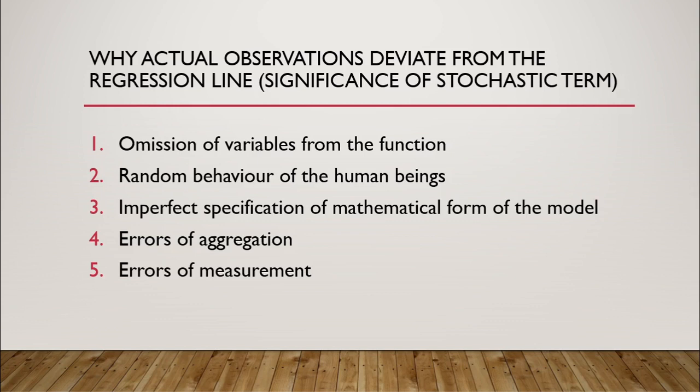Then we know that human behavior is unpredictable. So random behavior of human beings is another reason for the deviation of observations. And another reason is the imperfect specification of the mathematical form of the model. Sometimes we may be specifying an incorrect form of the mathematical model. So imperfect specification of the mathematical form is another reason for deviation. Then there are errors of aggregation, then there are errors of measurement. All these types of errors also lead to deviation of actual observations from the regression line.